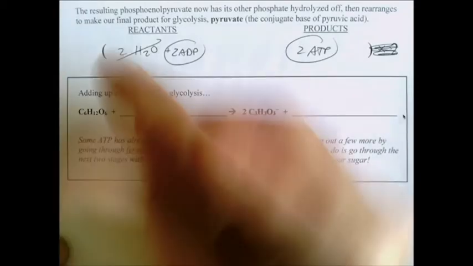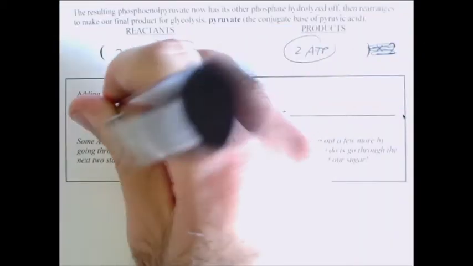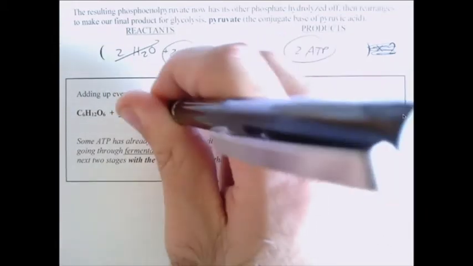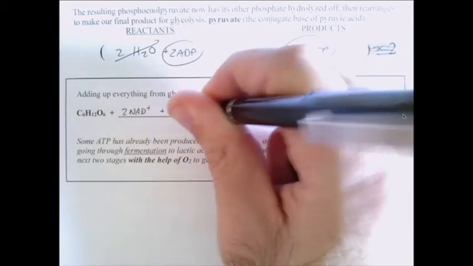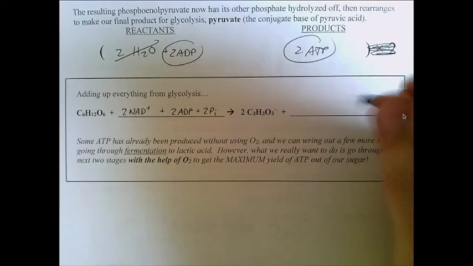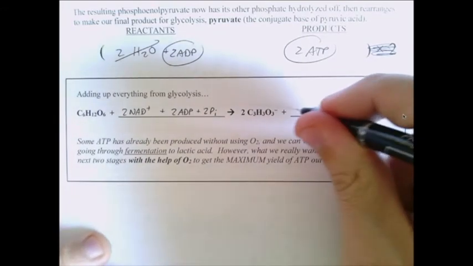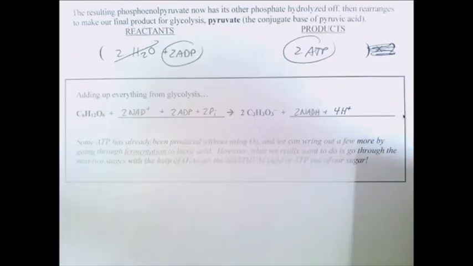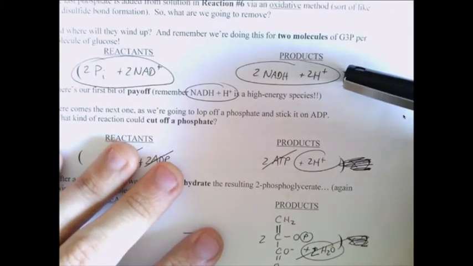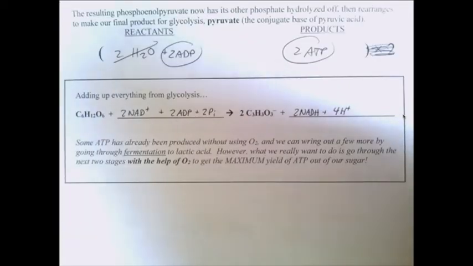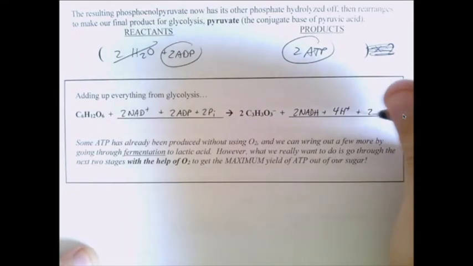So if we add all of this up, what we have at the end of this is 2 NAD plus 2 ADP and 2 inorganic phosphates. And then on the other side, we have the 2 NADHs. We actually have 4 H plus because we've got the ones that came along as part of this reduction, as well as the 2 that popped off because we made an acid. And then lastly, 2 ATPs. So at this juncture, this is what we've got.